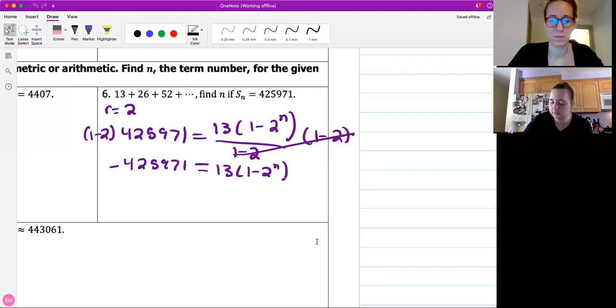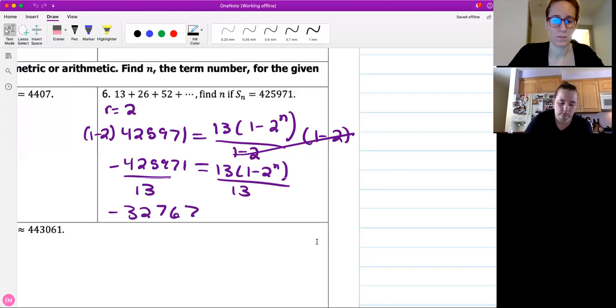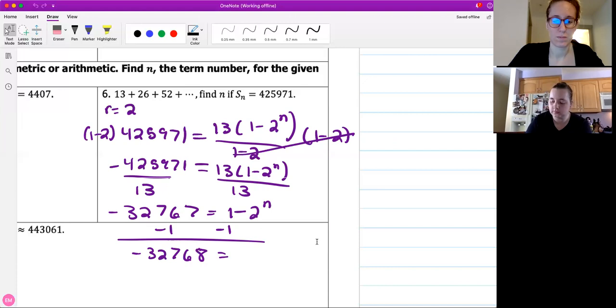The next thing we need to do is divide by 13, and we're given this gross number, and then 1 minus 2 to the n. And then we're going to subtract 1 and then divide by a negative on both sides. So we're left with 32768 equals negative 2 to the nth power. And then we're going to divide by a negative just to make it nicer, so these change to positive.